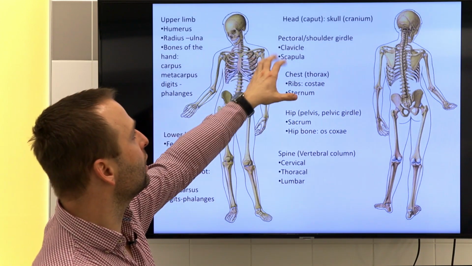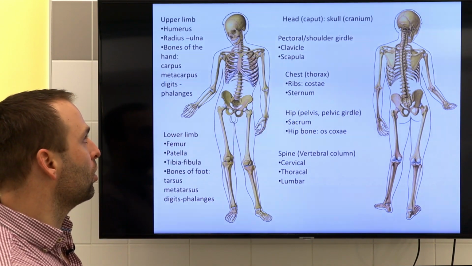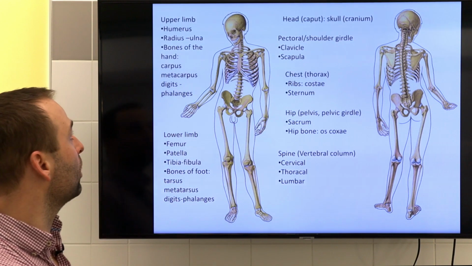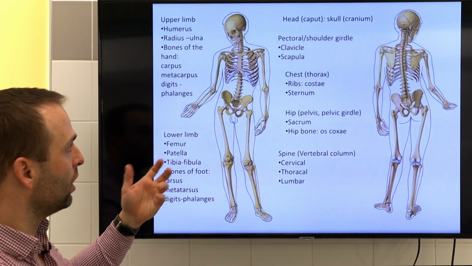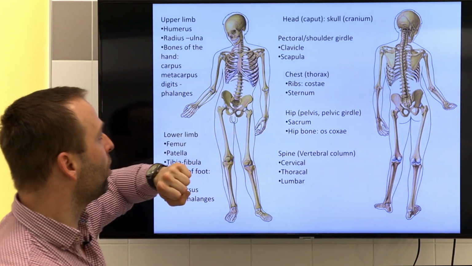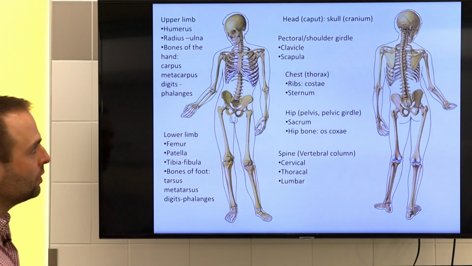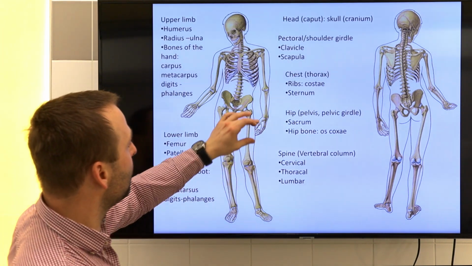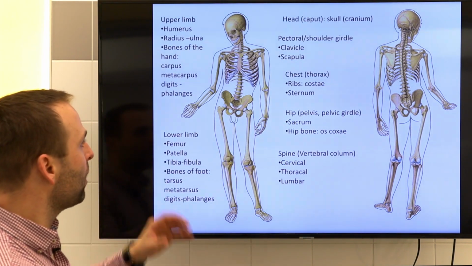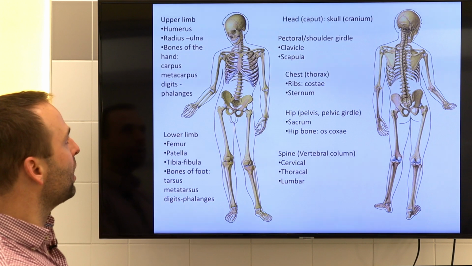Then, connected to the shoulder girdle, you have the upper limb, which is containing the following bones. In the upper part, you have the humerus. In the forearm, you have two bones, the radius and the ulna, and then you have the bones of the hand. The hand is divided into three main areas.